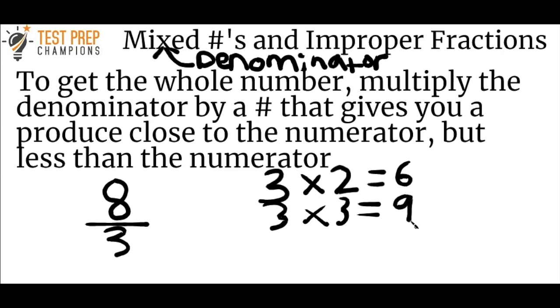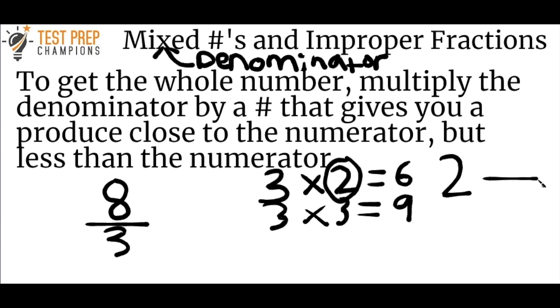Okay, and so we know that 9 is greater than 8, so 3 is not going to work. So the whole number is not going to be 3, because if you do 3 times 3, you get 9, and that's bigger than 8. So the whole number is going to be 2. And the reason is because when you do 3 times 2, you get 6. So 6 is a number that's close to 8, but it's less than 8. Whereas when we did 3 times 3, we got 9. 9's too big. So the whole number is our 2.